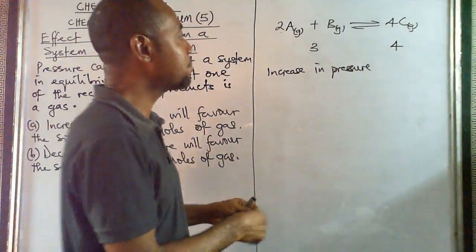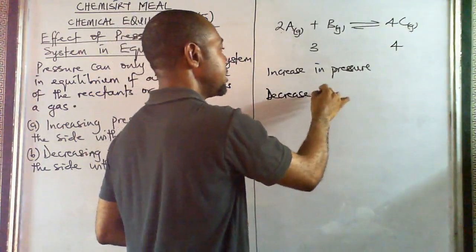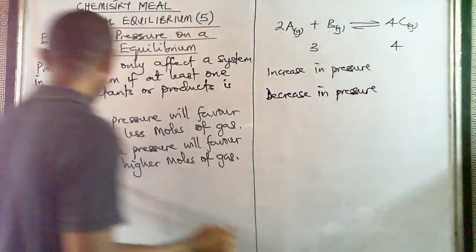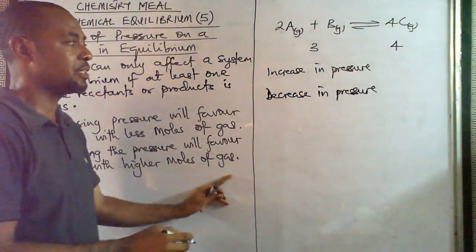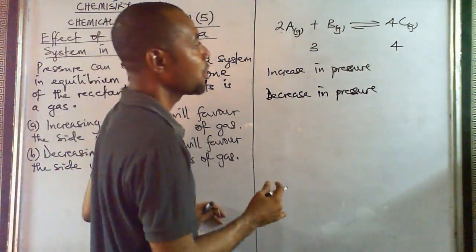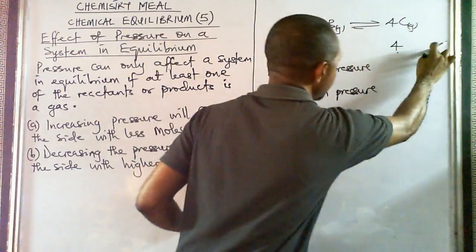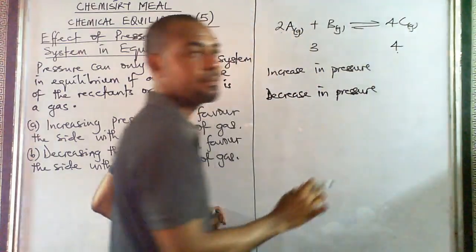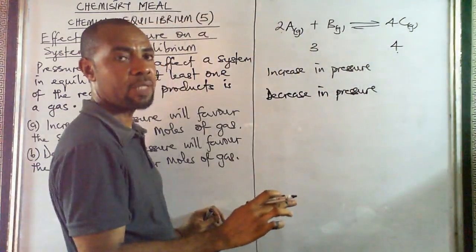But if I decrease pressure now, decreasing the pressure will favor the side with higher moles of gases. So if you decrease pressure, where do we have higher moles of gases? It is here. So the equilibrium will shift towards this side. The position of equilibrium will shift to the right. So the forward reaction will be favored. Do you see that now?